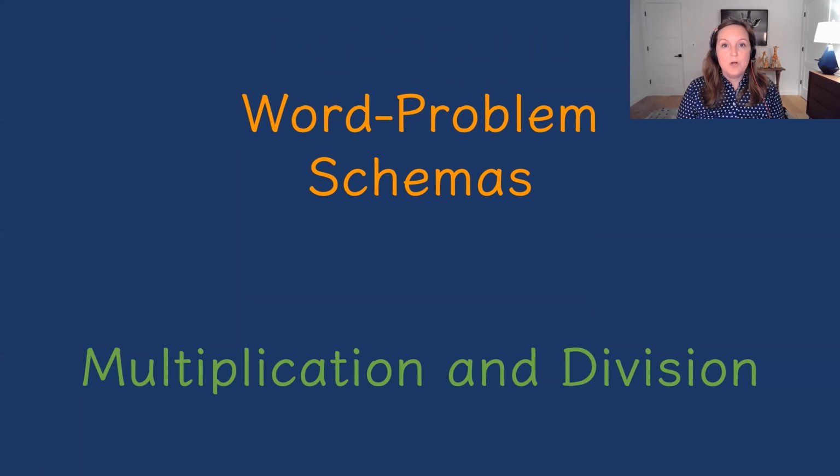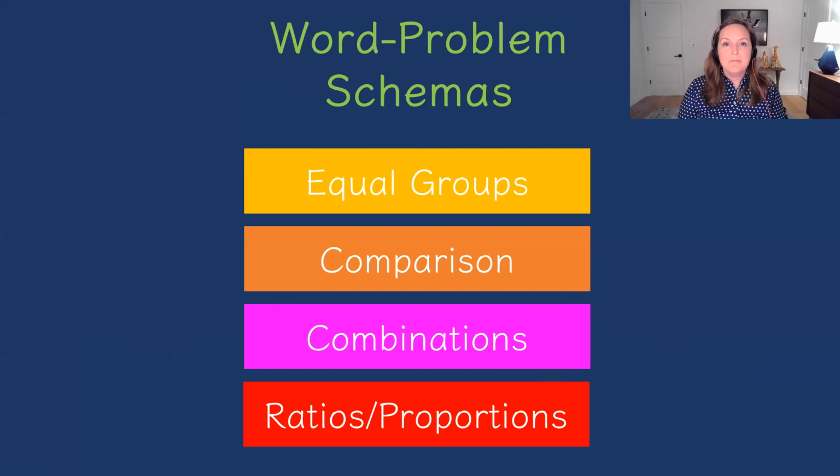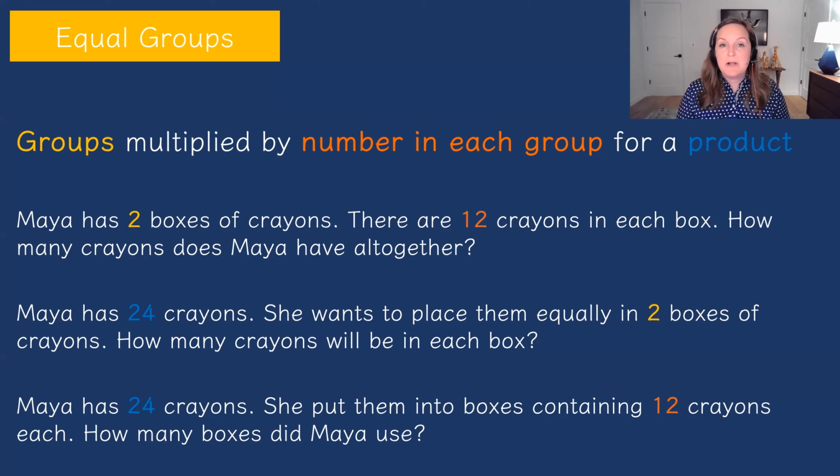Now let's talk about the word problem schemas where we use multiplication or division. There are four schemas that we will focus on today: equal groups, comparison, combinations, and ratios or proportions. First, let's talk about equal group stories. In an equal group story, we have groups with an equal number in each group.